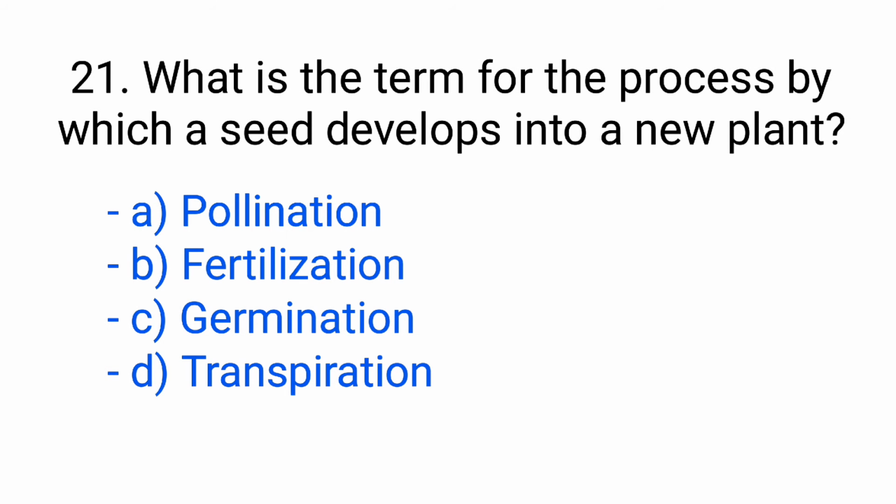Question number 21. What is the term for the process by which a seed develops into a new plant? Option A, pollination. B, fertilization. C, germination. D, transpiration. The correct answer is option C, germination.